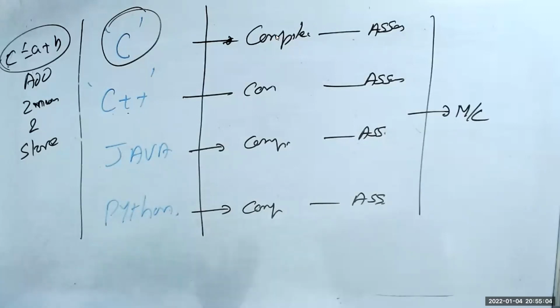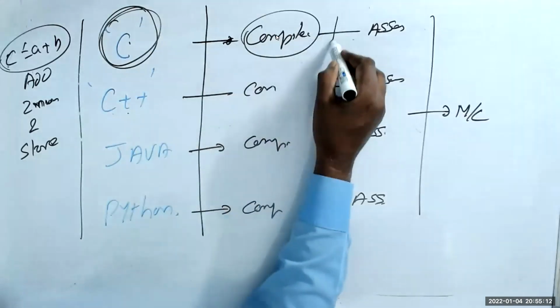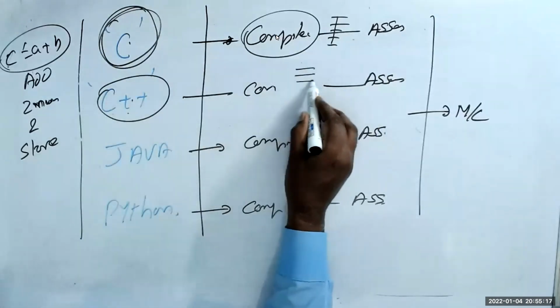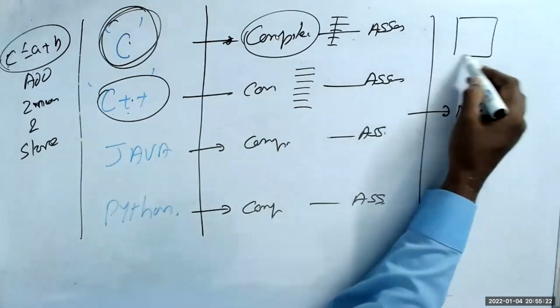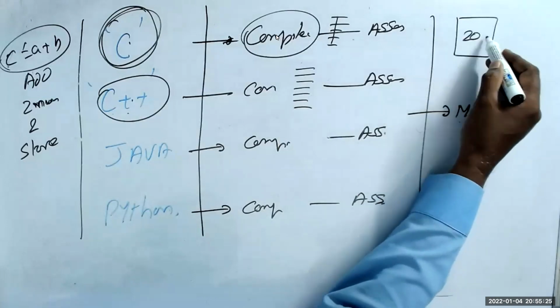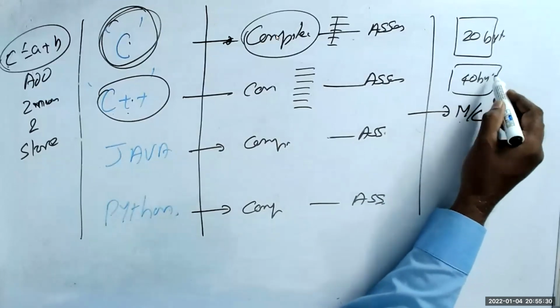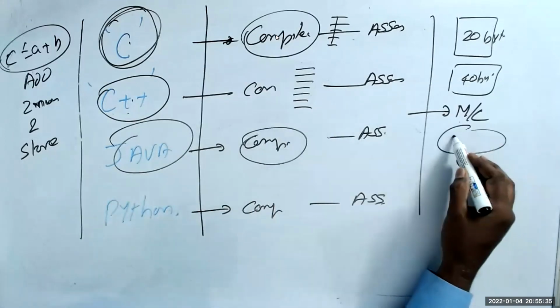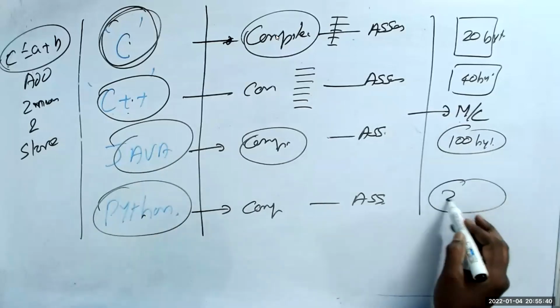What is the difference here? When I write it in C, this will convert to only a few assembly instructions. You do C++, that will convert to more instructions, so your code becomes very big. Let us assume this is 20 bytes. This will become 40 bytes. If you do it in Java, it will be about 100 bytes. If you do it in Python, that may produce 200 bytes.